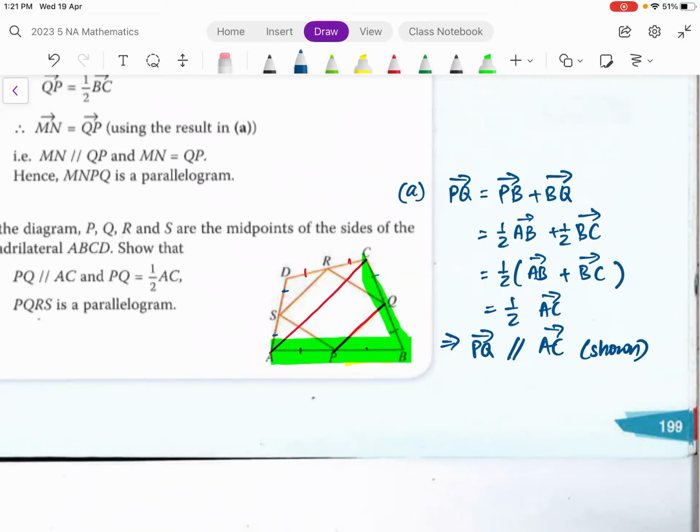Was this the part you needed help with, Queen? Or part B? Okay, part B, what does part B say? Prove that they lie on a straight line. Do they look like they're on a straight line? We call this collinear. So how do we prove that 3 points are collinear?